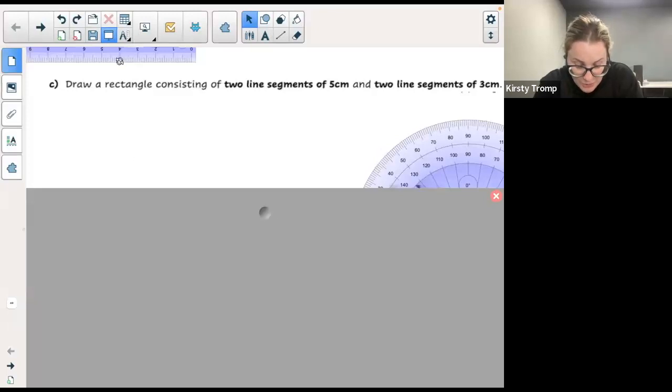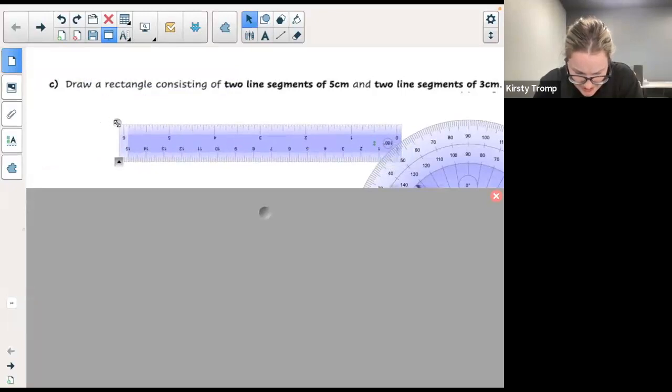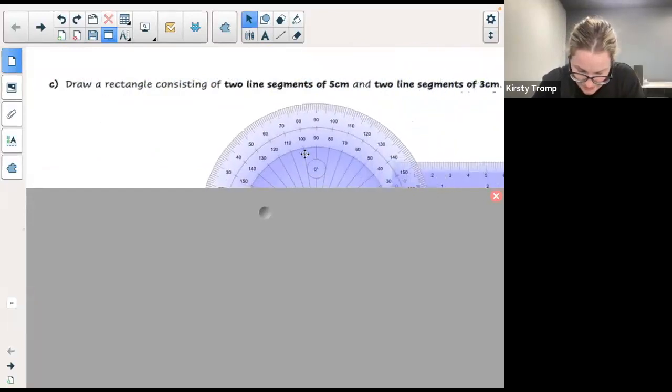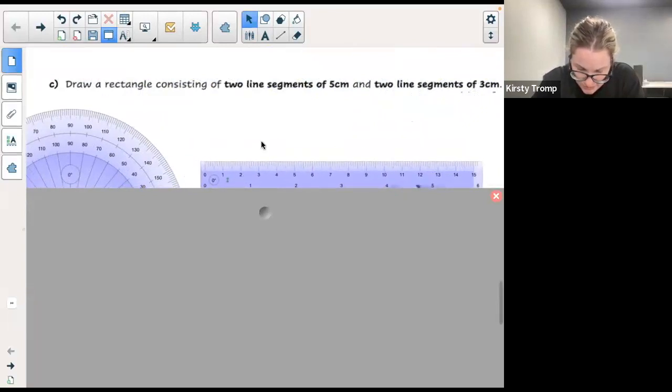So I'm starting with my ruler. Hopefully my ruler is going to behave tonight. Let us flip our ruler around because it was the wrong way around. Let's have a look at this ruler. We need 2 line segments of 5 centimeters each and 2 line segments of 3 centimeters each. I need to draw a rectangle.